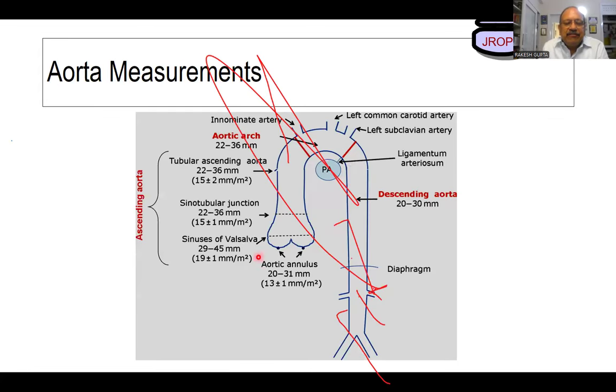Now, once we do it, we have indexed values for all of these things. You remember what I said the aortic root was? What is the value of the aortic root? 22 millimeters per meter body surface area. That was the aortic root dimension.